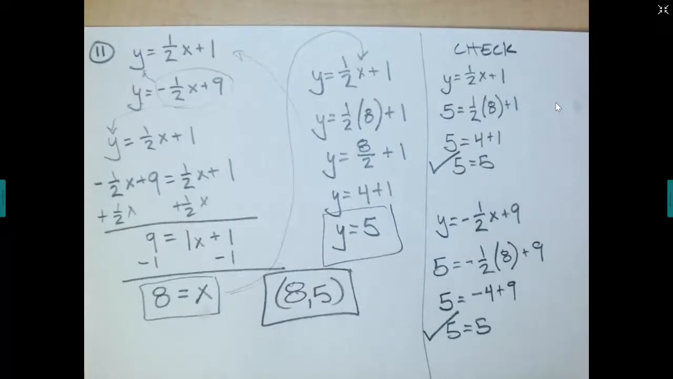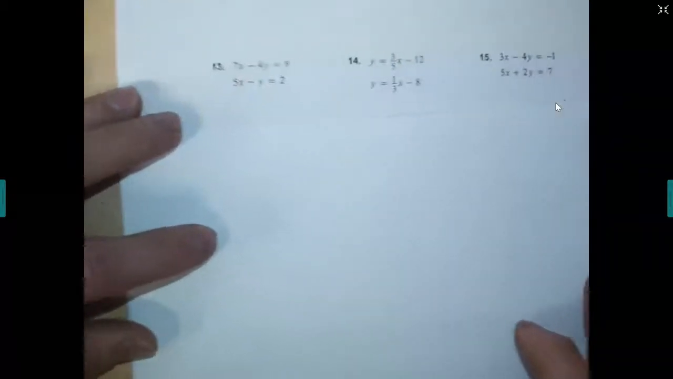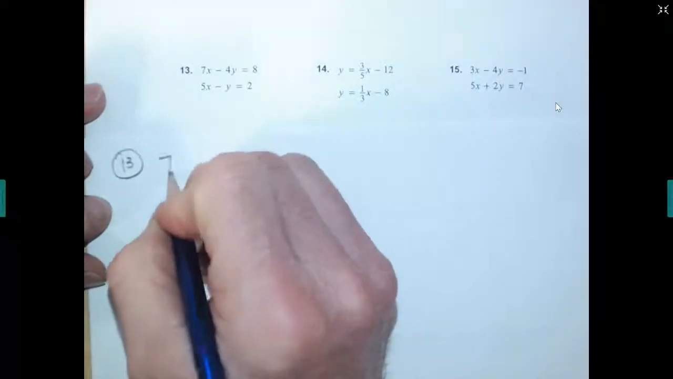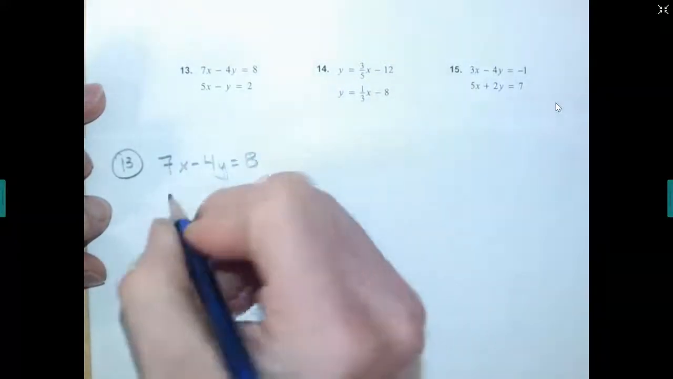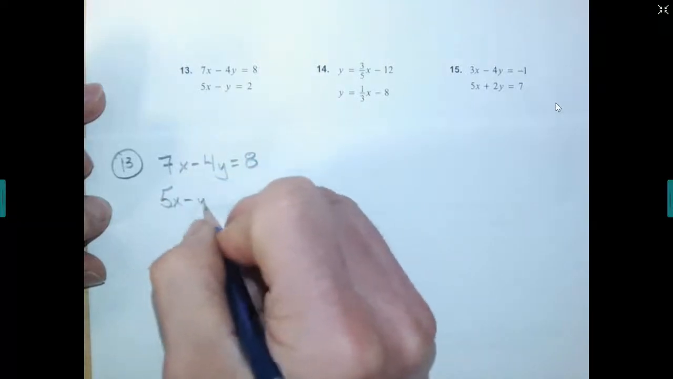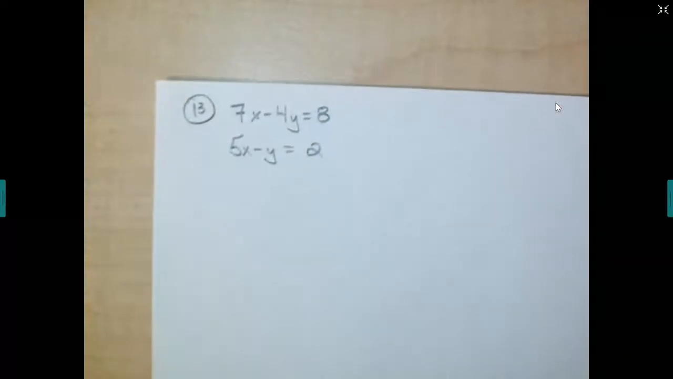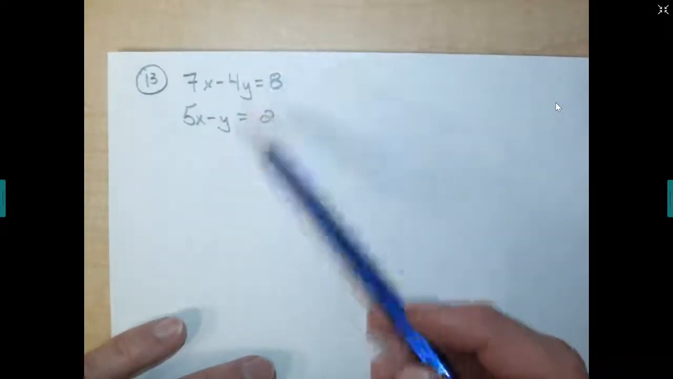Let's do another one. We just want a lot of repetition so that these become easier for us. Number 13, 7x minus 4y equals 8, 5x minus y equals 2. Okay, so here we go. This is like our very first example.